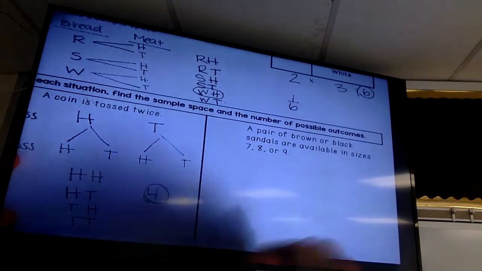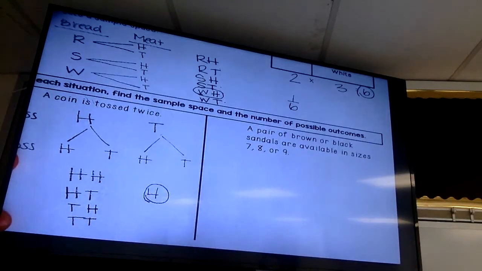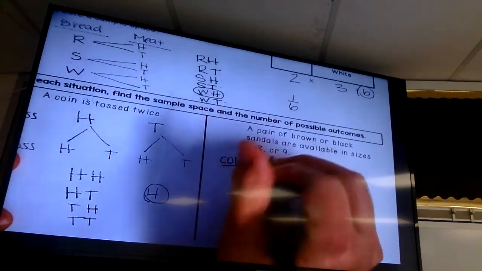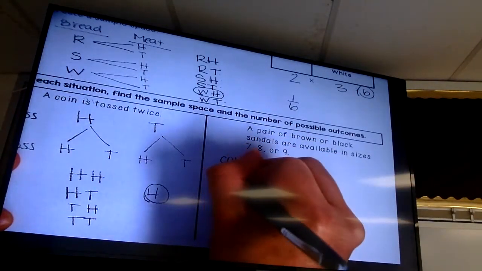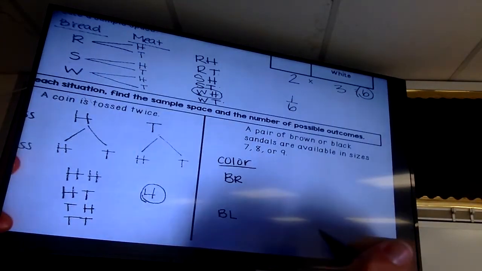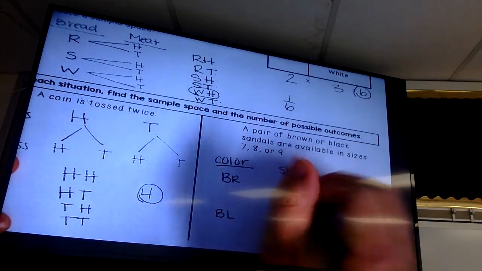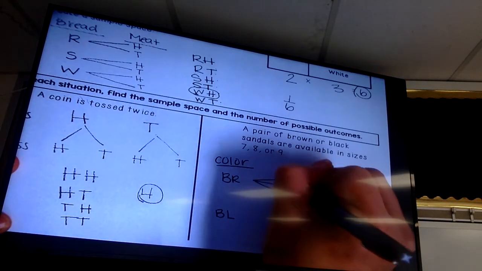Let's try it over here. A pair of brown or black sandals are available in sizes 7, 8, or 9. So I'm going to start with the color. And since they're both B, I can't just use B. So I'm going to say BR for brown and BL for black. And I'm going to do the sizes. So I have 3 different sizes. They come in 7, 8, or 9.